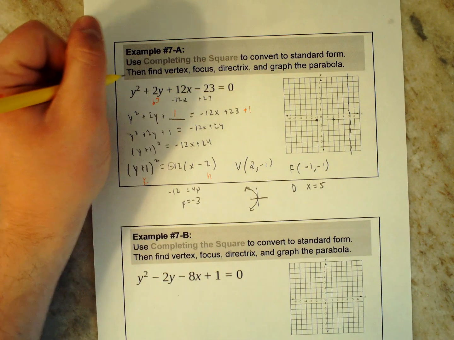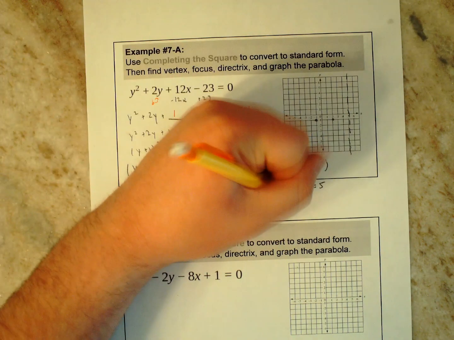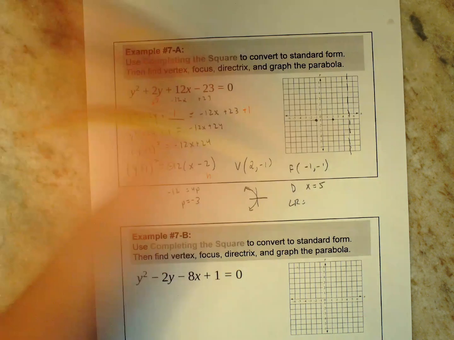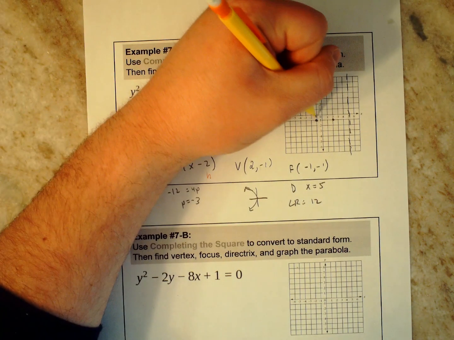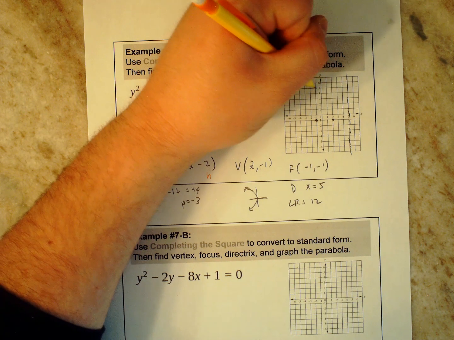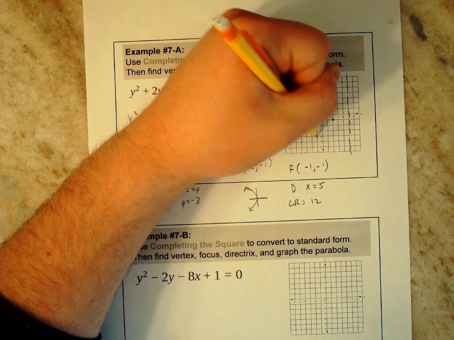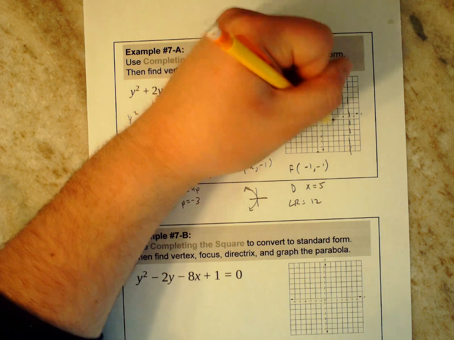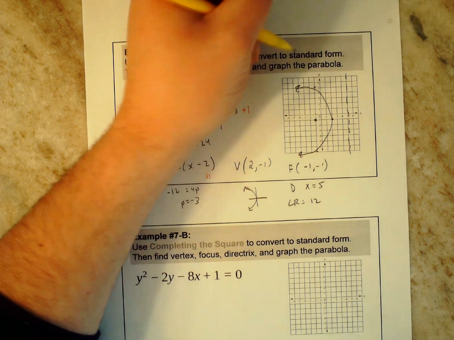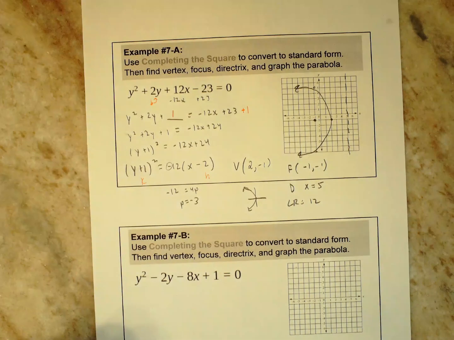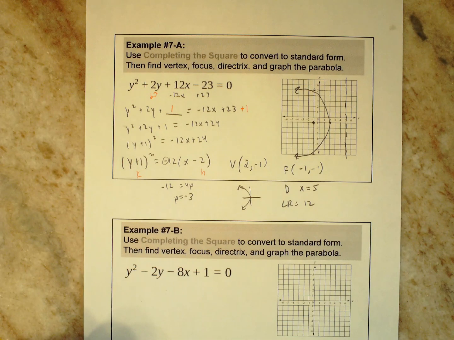X equals 5. And my LR is 12, so that's going to be 6 units on each side. 1, 2, 3, 4, 5, 6. 1, 2, 3, 4, 5, 6. And there is my parabola. So that's pretty much everything. That's the whole thing. So pause this video and try the next one on your own.